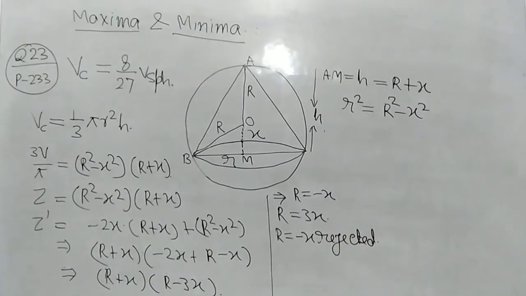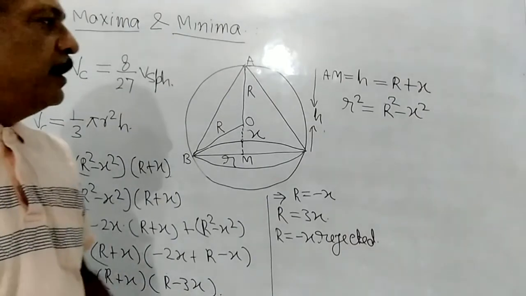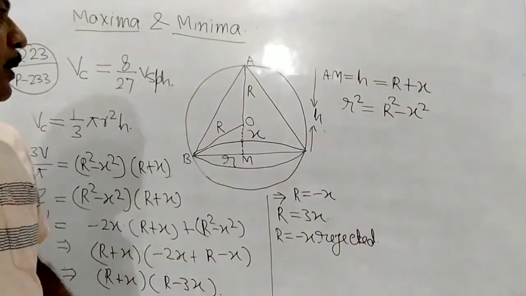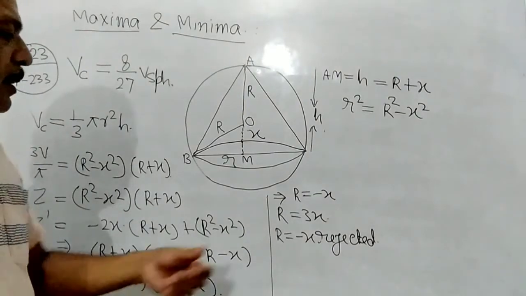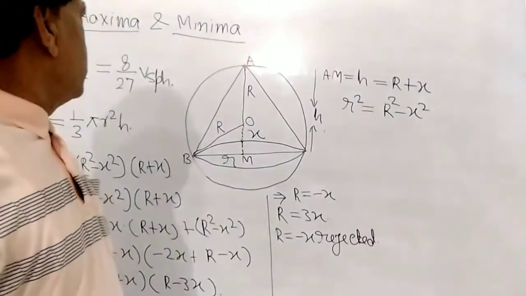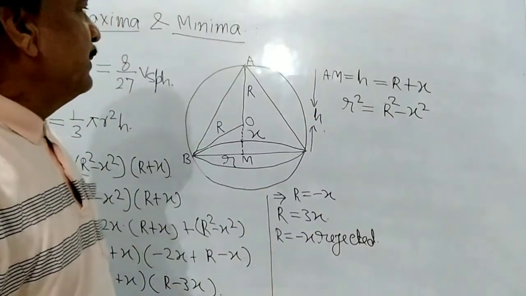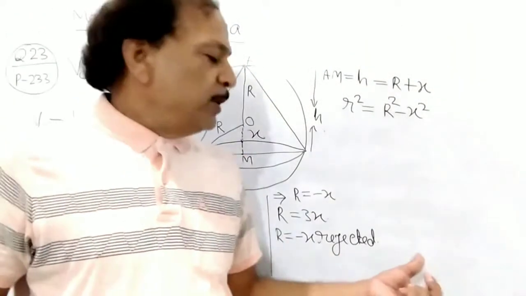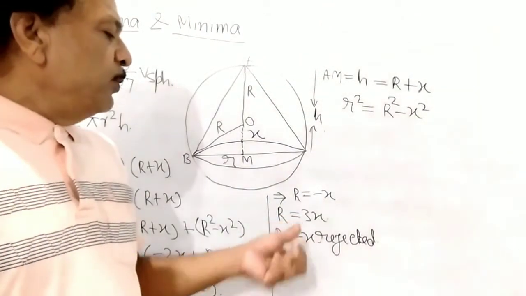R equal to 3x, that is the z dash. Z dash is, we get what? Z dash is this, the double derivative of this. Now find the double derivative of this. Now here you write the double derivative of this. Here you write in this, R equal to minus x, this will be rejected and R equal to 3x.